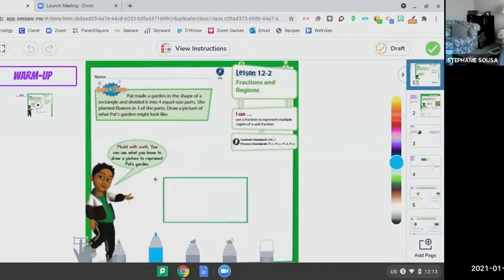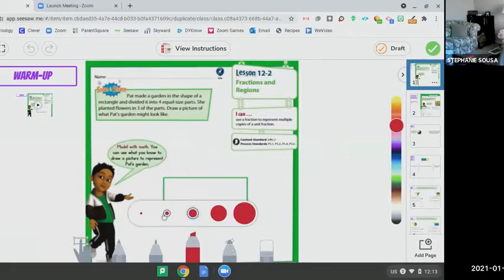Here is what the warm-up says. I'm going to get my highlighter ready so I can highlight some important information. All right. Pat made a garden in the shape of a rectangle. Hey, look at that. There's a rectangle right here. I bet that's on purpose.